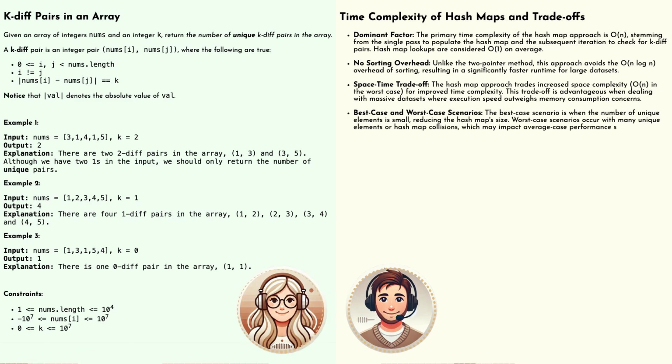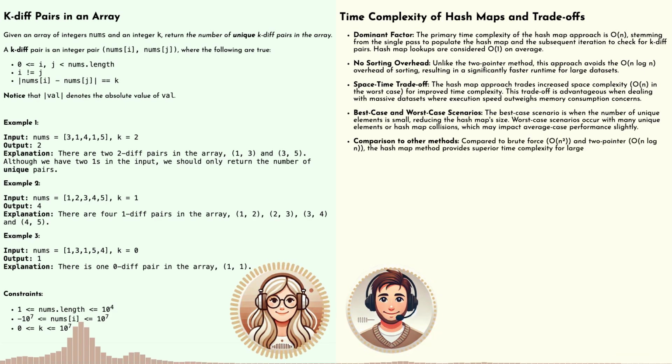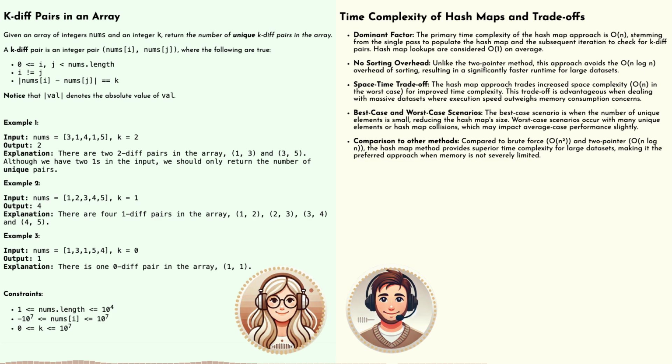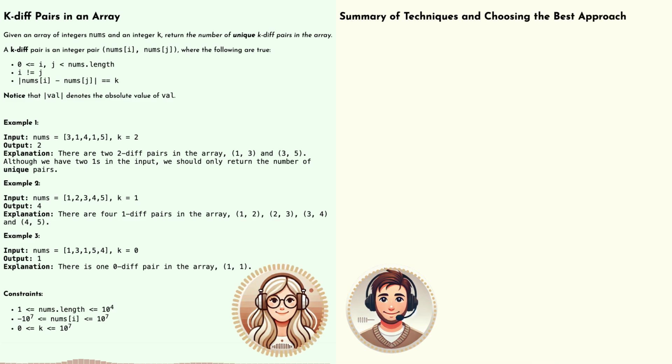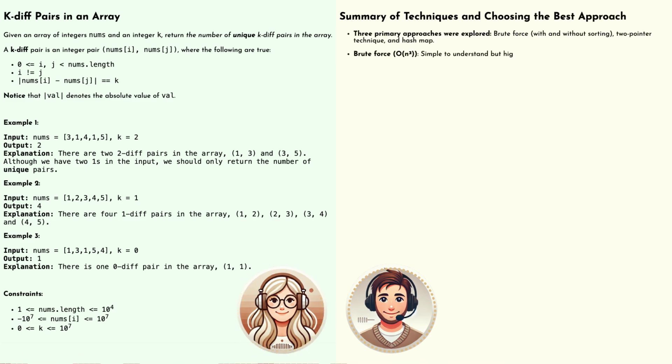But just like with any tool, there are trade-offs with hash maps. Oh, what kind of trade-off? Well, they do use extra memory to store the hash map itself. So if you're working with a truly massive amount of data, that memory usage could become a problem. So it's not always a clear winner. We have to think about how much data we have and what resources are available. You got it. If memory isn't an issue and speed is super important, then hash maps are the way to go. But if memory is limited, then the two-pointer method might be a better choice.